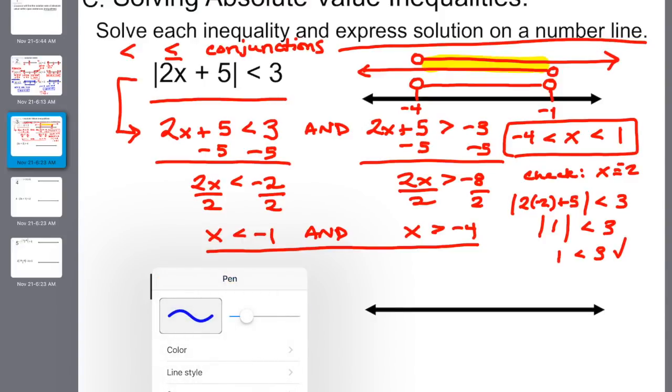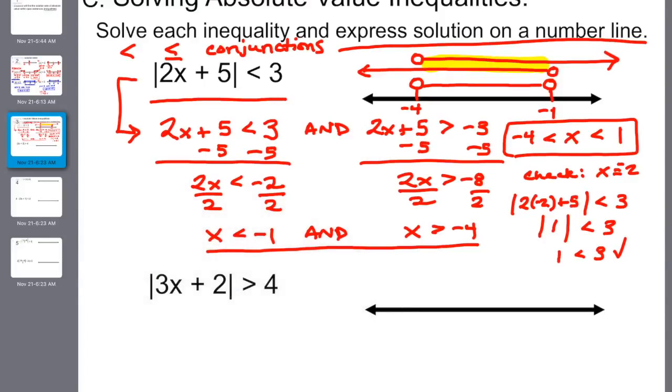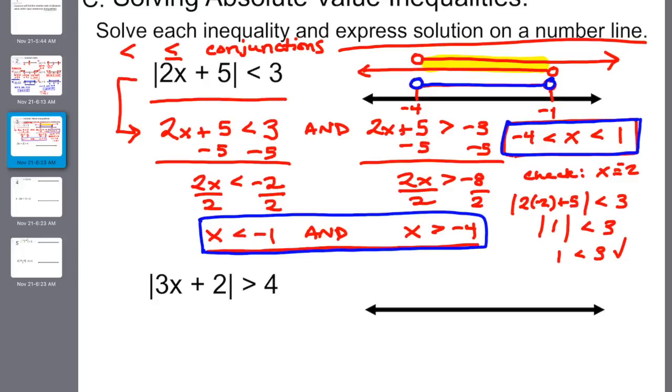I'll switch the color here just to emphasize the solution. Written graphically, it would be this open circle from negative 4 to negative 1, and what we have written in the box here is the algebraic solution, which could also be written this way as well.